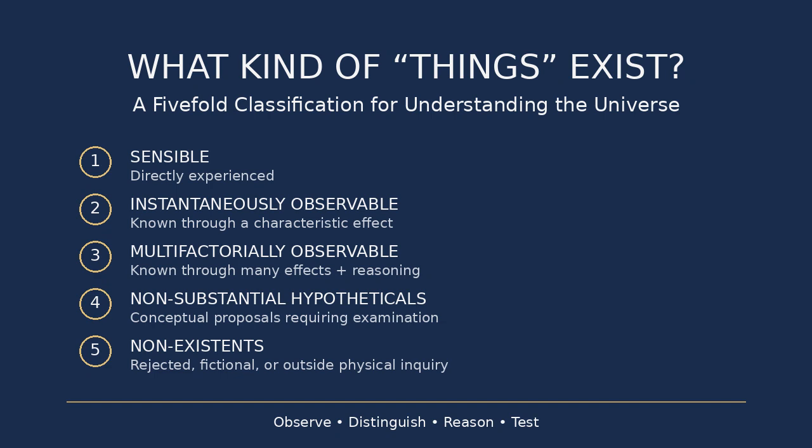The sensible gives us phenomena. Measurement and reasoning then refine our understanding of those phenomena. Part 2. Category 2. Instantaneous observable physical things. The second category moves beyond direct sensation. Some physical realities cannot be seen or touched directly, but can reveal themselves through a relatively immediate, characteristic interaction.